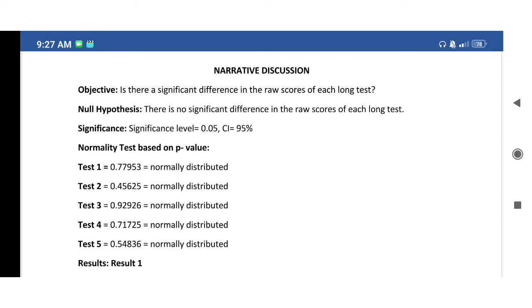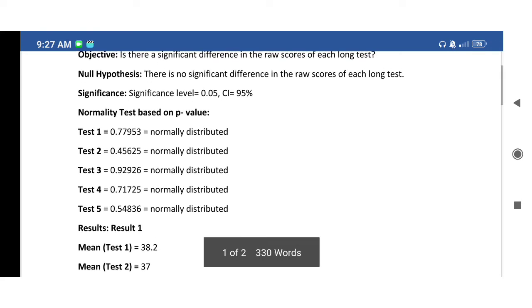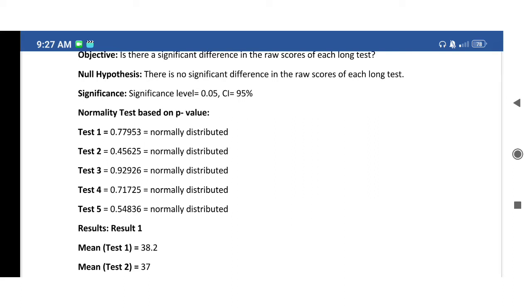Objective: is there a significant difference in the raw scores of each long test? Null hypothesis: there is no significant difference in the raw scores of each long test. Significance level is set to 0.05 and the CI is 95%.